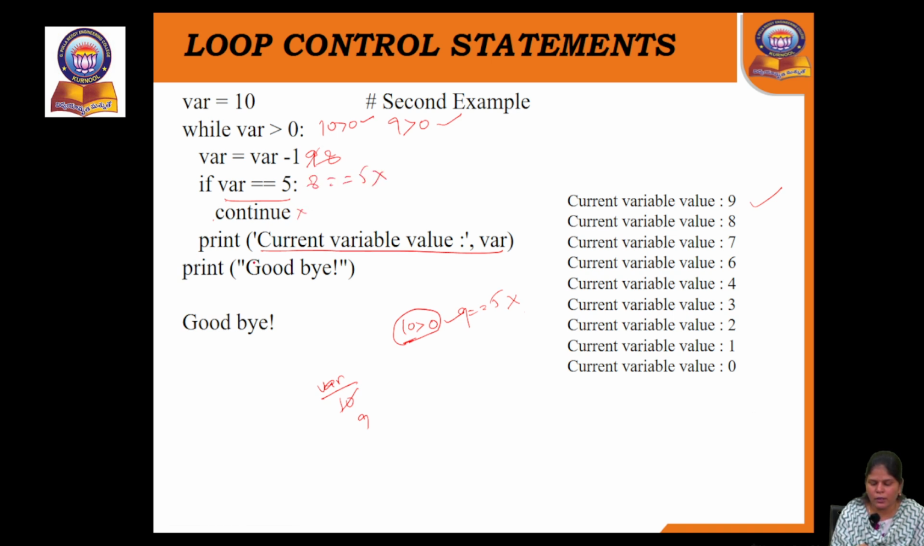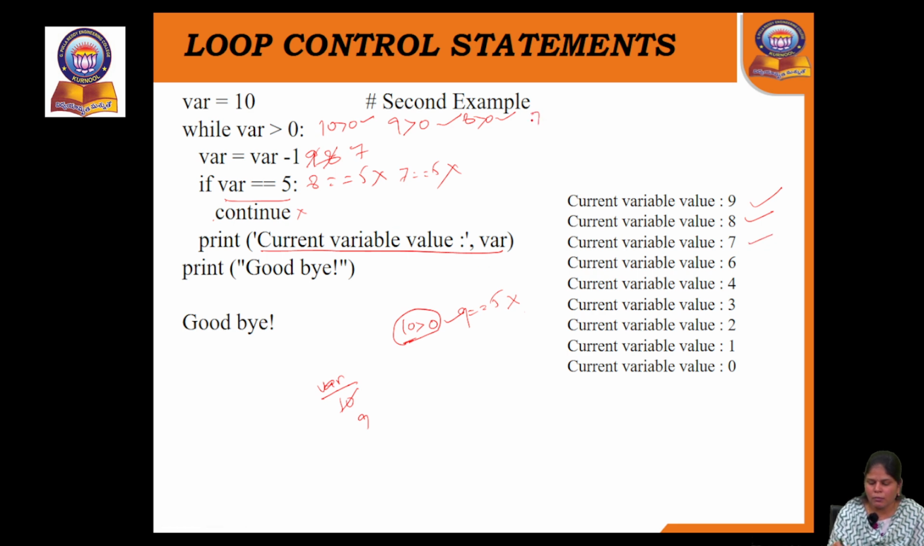So this won't be executed, it will print 8. Now the variable will be 8. So 8 greater than 0, condition is true. So now variable becomes variable minus 1, 7. 7 equal to 5? False. So that's why it prints 7.